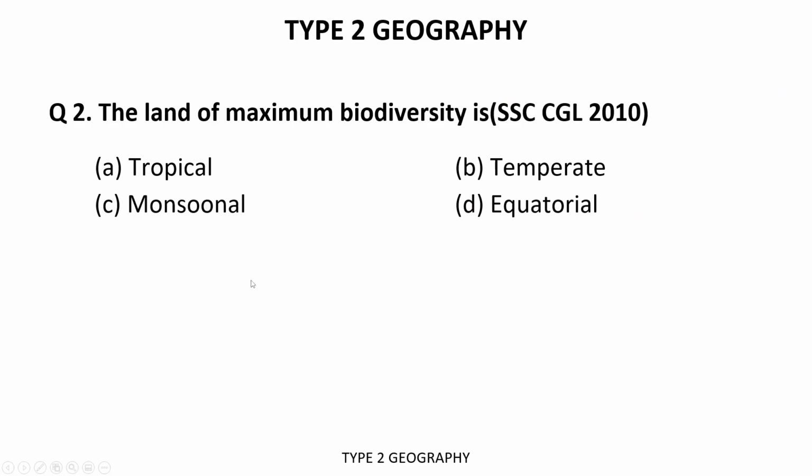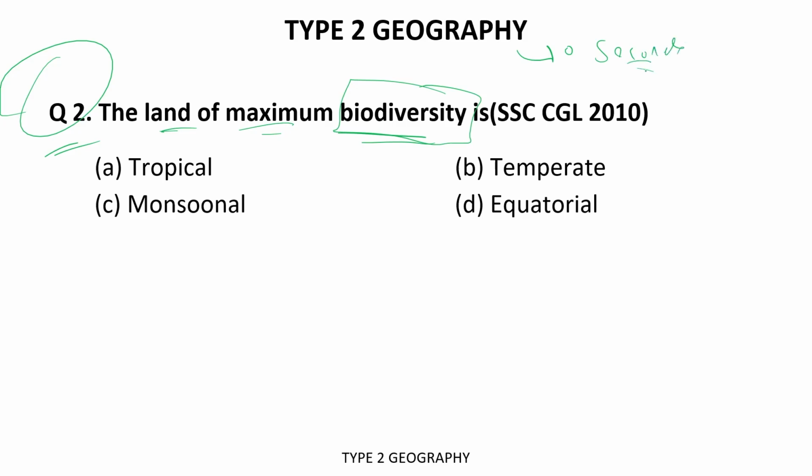Now let's move forward. The next question is: the land of maximum biodiversity. About biodiversity I have mentioned many times in a previous lecture, so I hope you are aware of it. The question is about the area where maximum biodiversity is found. Again you are going to have 40 seconds to answer this question. Your time starts now.